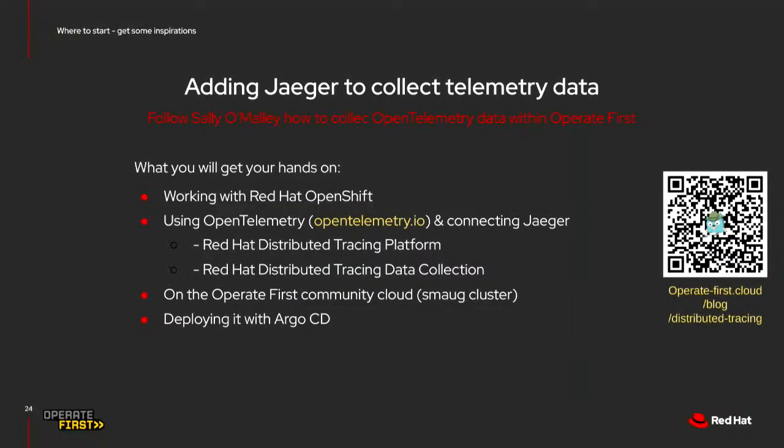Why this example is, in my opinion, a really good one for starters is that you will work with OpenShift. You can do it on Operate First without setting up somewhere else. Everything is there. Even better, the OpenTelemetry libraries or ideas are already in the Red Hat distributed tracing platform, so you can easily start there. And you can do all this with deploying with Argo CD.